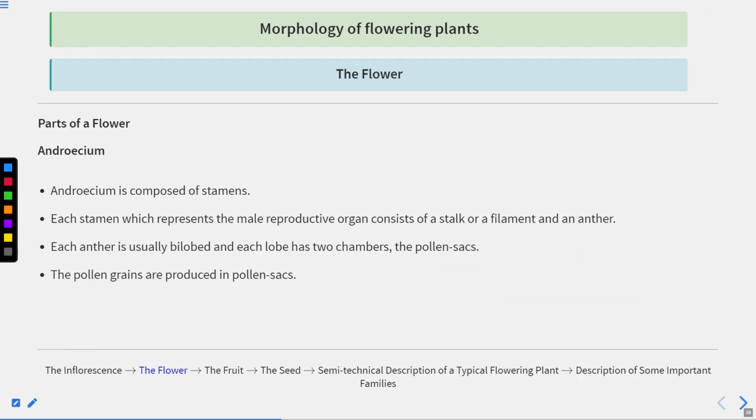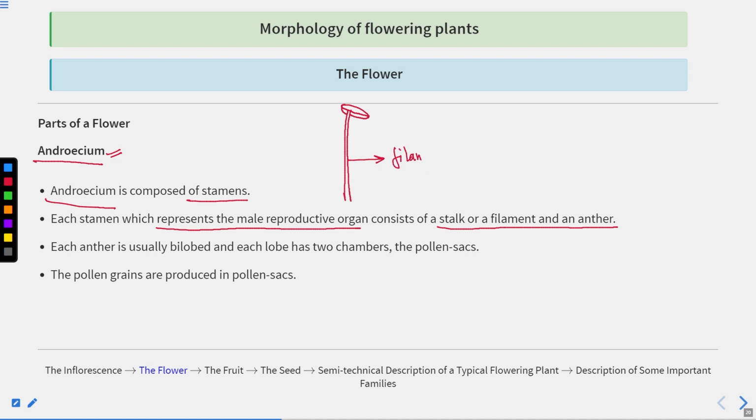Okay, next is about androecium. The androecium is composed of stamens. A group of stamens in a flower is called the androecium. Each stamen represents the male reproductive organ, consisting of a stalk or filament and the anther. This stalk-like structure is called the filament, and this is the anther.